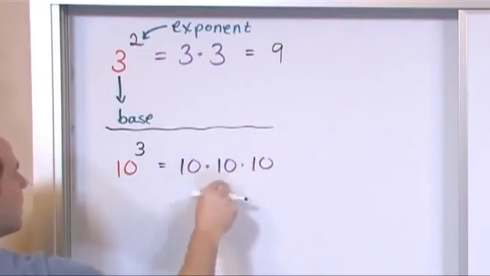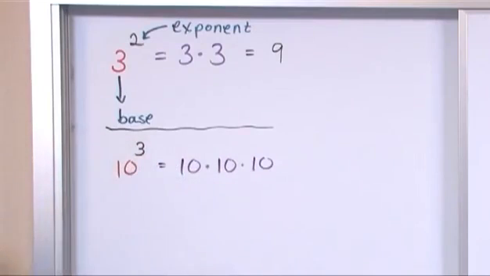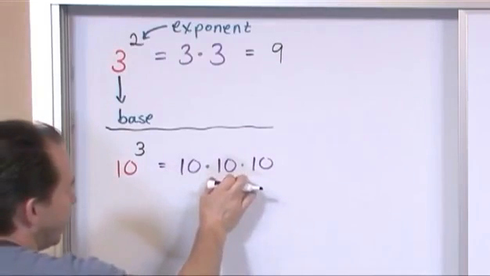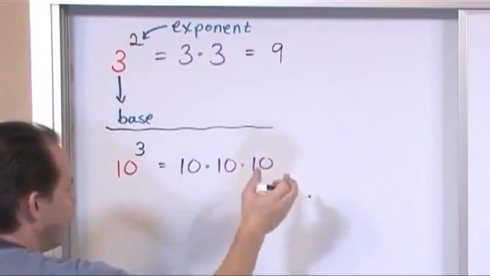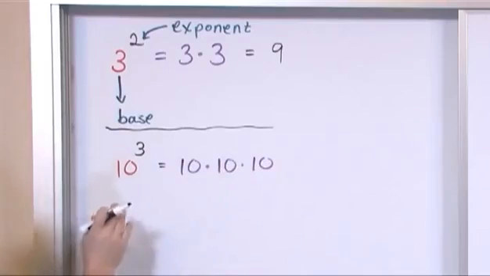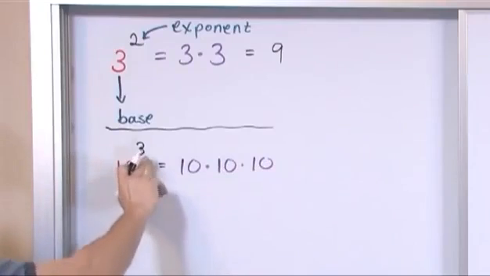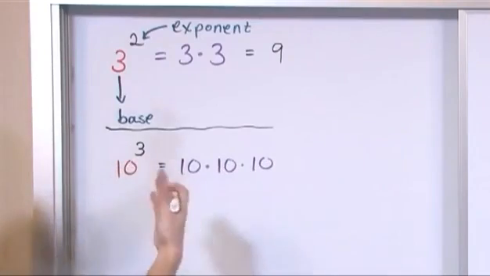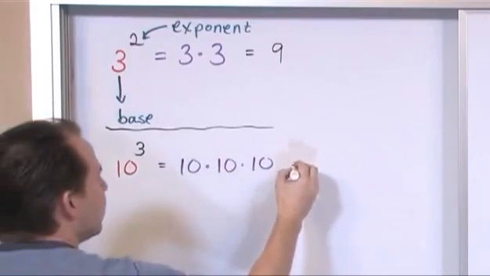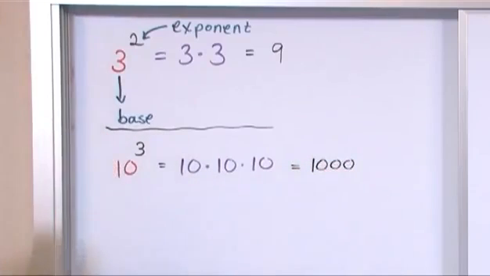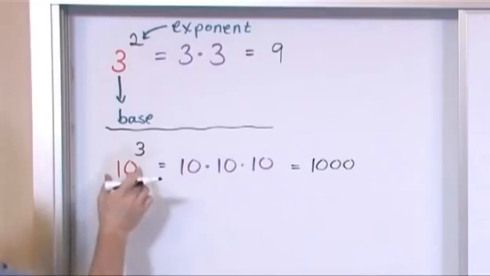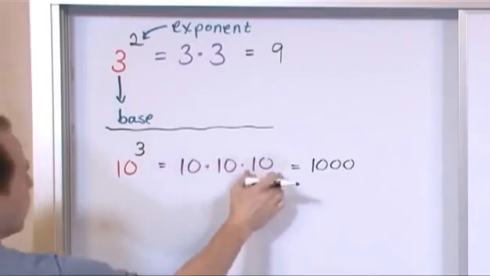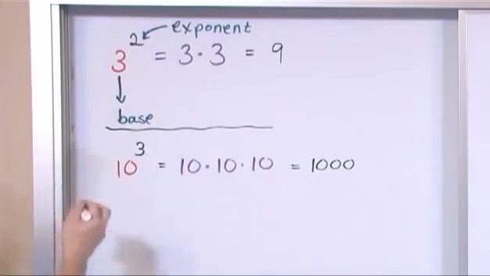How do you know how many times to multiply 10 by itself? Well, that's given by the top number. So we multiply it 1, 2, 3 times. That's it. So 10 times 10 is 100, and 100 times 10 is 1,000. If you actually have a scientific calculator, if you take 10 and raise it to the power of 3, the calculator internally is going to do this multiplication, and it's going to spit out the number 1,000. We've got the base here, 10, multiplied 1, 2, 3 times. That's given by the top number.